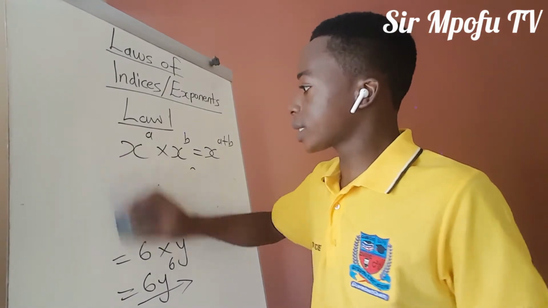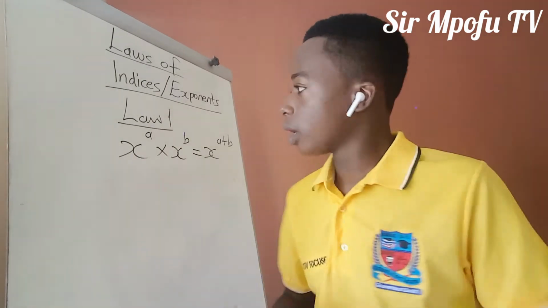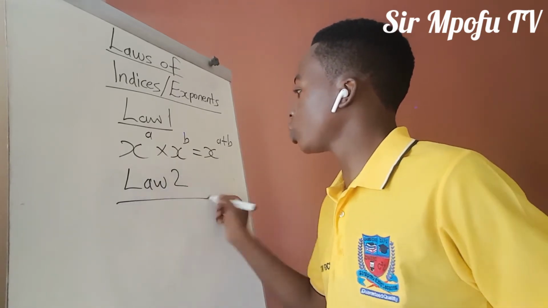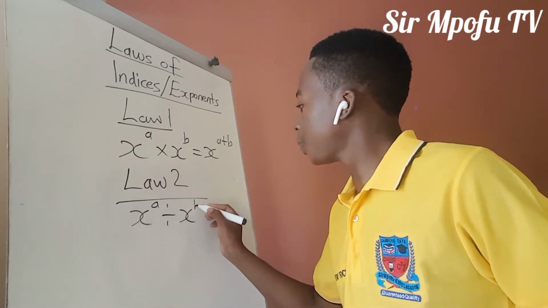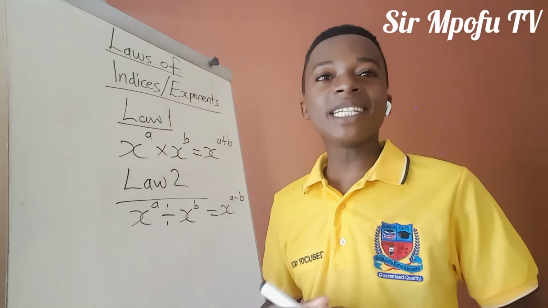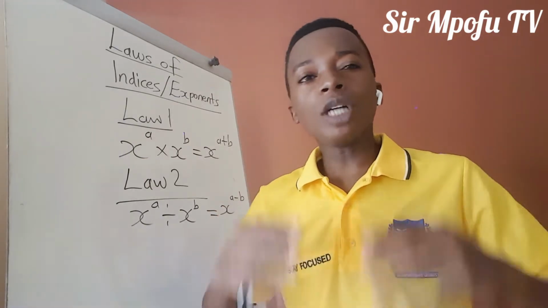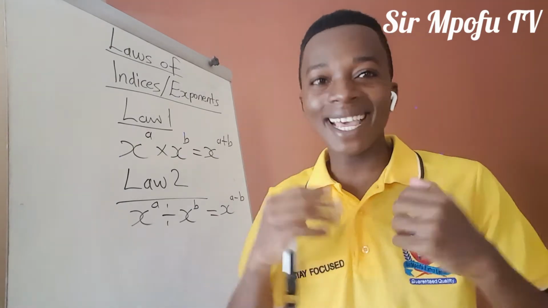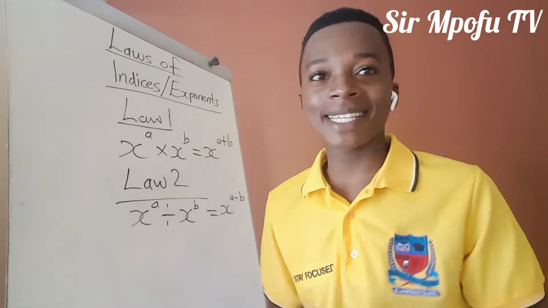Right, now let us go to another law, which is law number 2. Law 2, x to the power of a divided by x to the power of b is equal to x to the power of a minus b. What does this mean? It means if you are dividing quantities with the same base, what you only need to do is to subtract the powers. I just want you to know these laws as they are. Then you apply them on your mathematical exercise or examination.